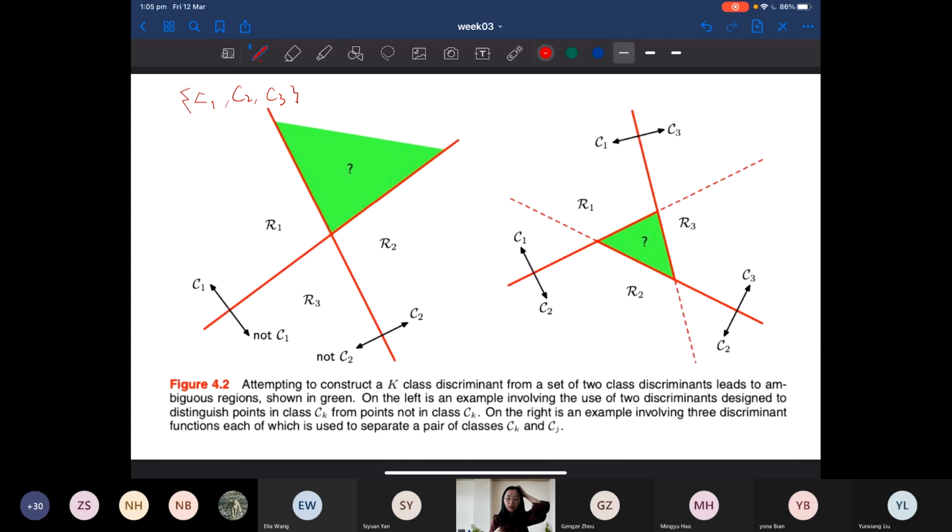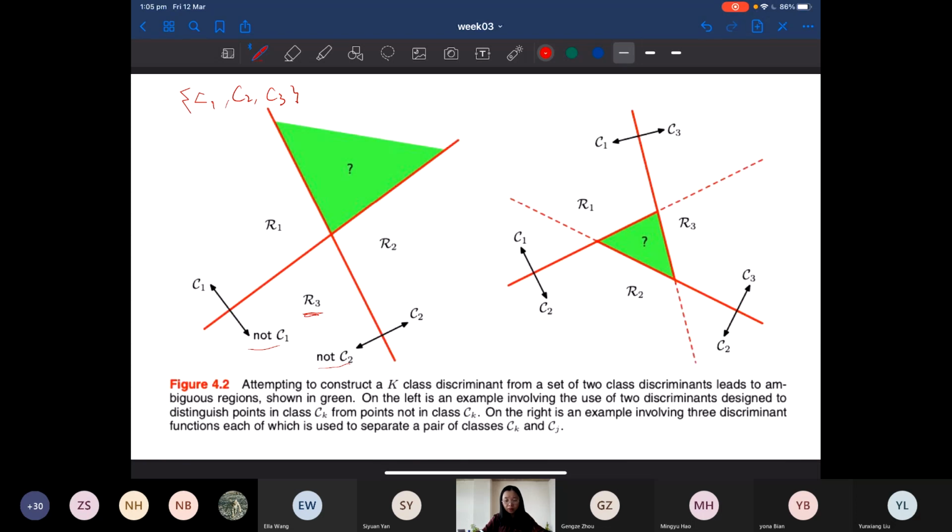So we can see that there is an ambiguous region. When it's neither C1 nor C2, we can say this region is R3, or they should be class 3. But what about this green spot? It says it's both C1 and C2, and this incurs a contradiction, where conceptually the classes should be disjoint, meaning they don't overlap.